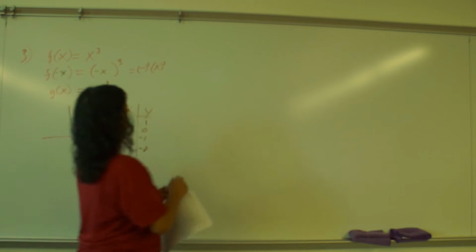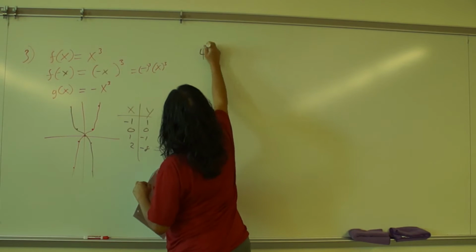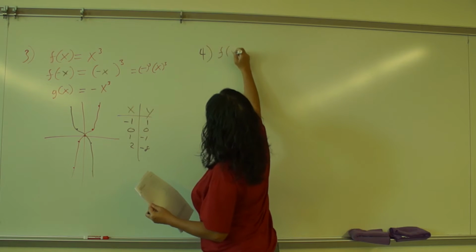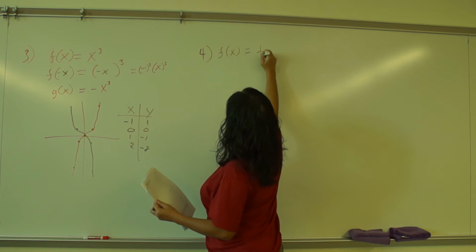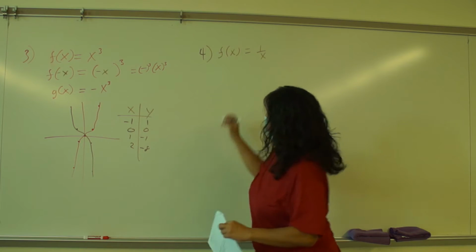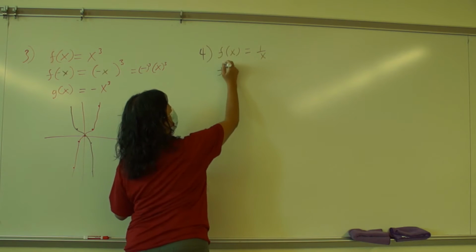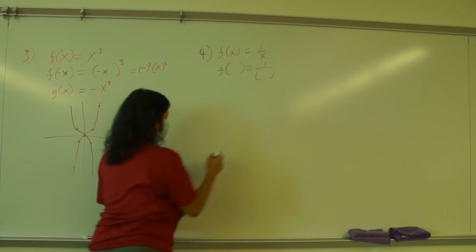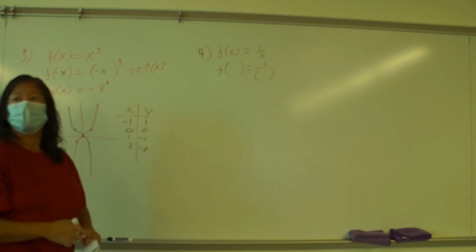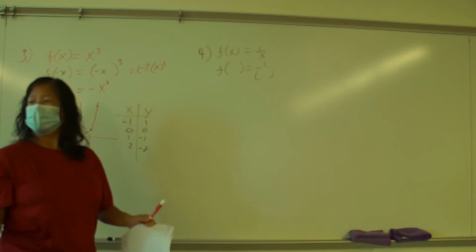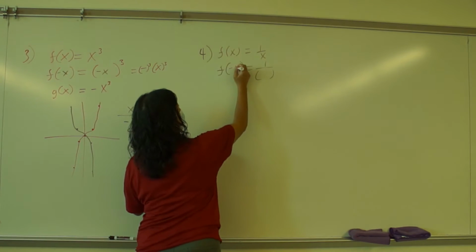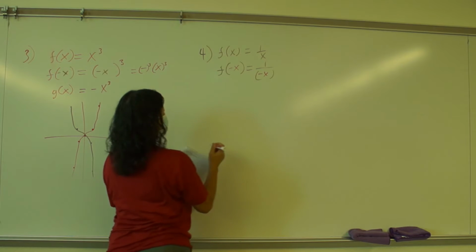Number 4 was f of x equals 1 over x. So if I rewrite this, f, and then every time I see x, I just put a giant parentheses. 1 over giant parentheses. And again, I'm substituting in for x. What am I substituting in for x? Negative x. It's going to put negative x in for x. And then I'm going to simplify.